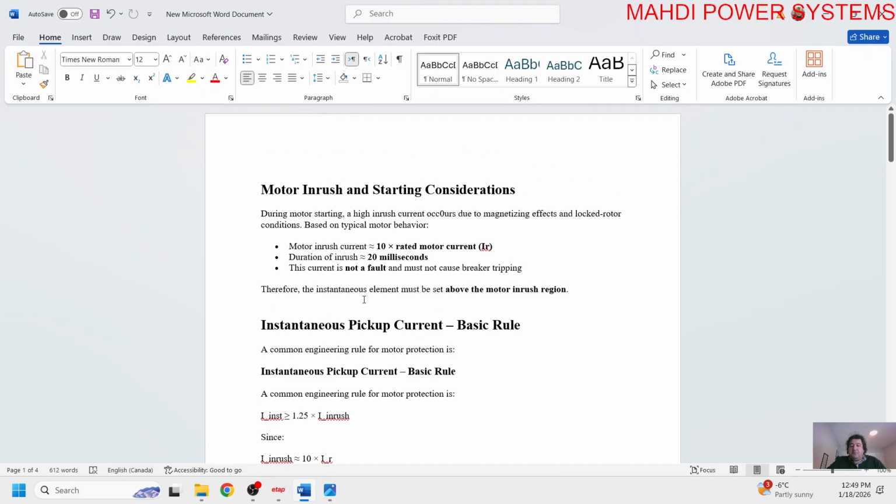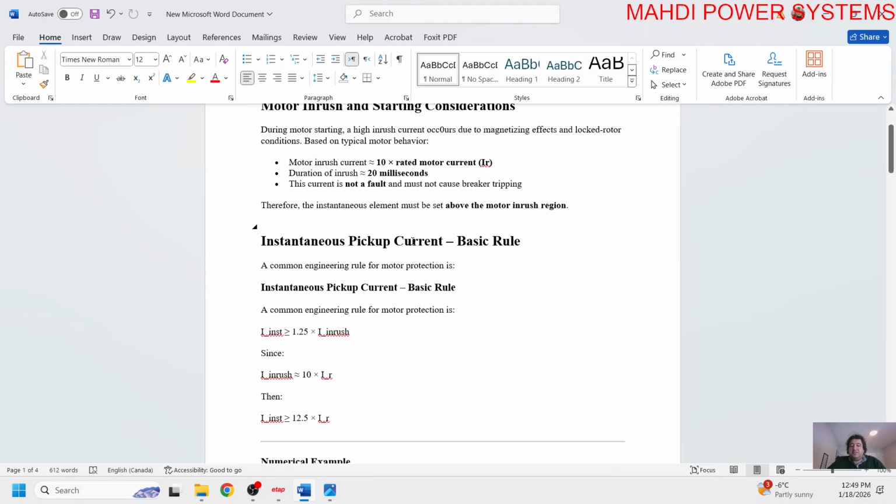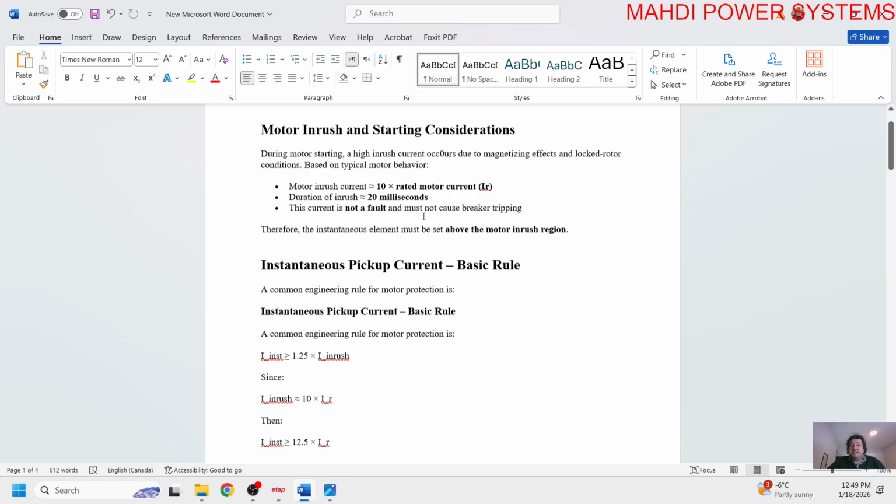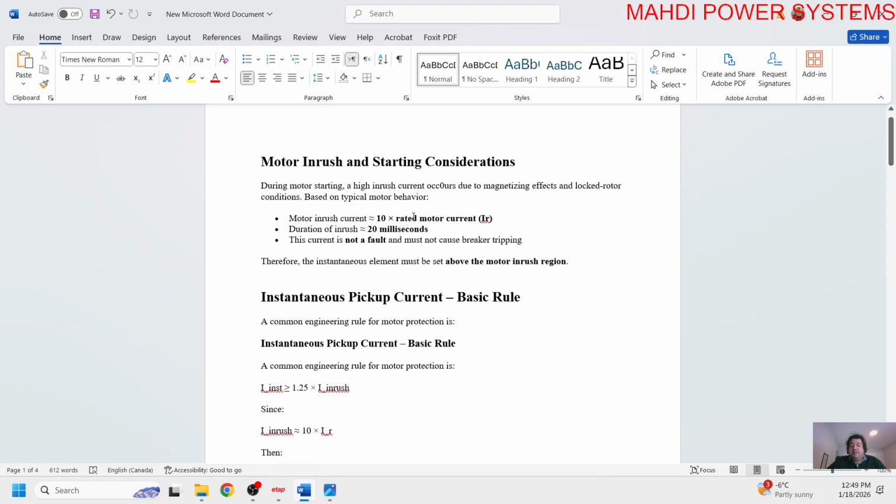In this video, I want to talk about the instantaneous function of the motors. In the previous video, I talked about inrush current and how it behaves during starting of the motors. Inrush current lasts around 20 milliseconds and it is about 10 times I rated of the motors. Now I want to focus on setting the motor instantaneous function, which we refer to as function 50 in medium voltage, or high set, function 50, instantaneous. All of the names are the same concept.